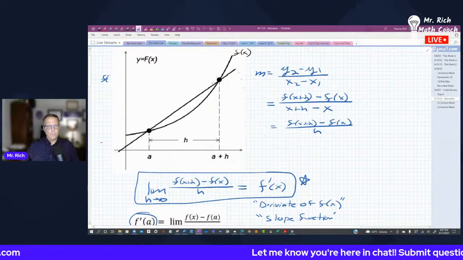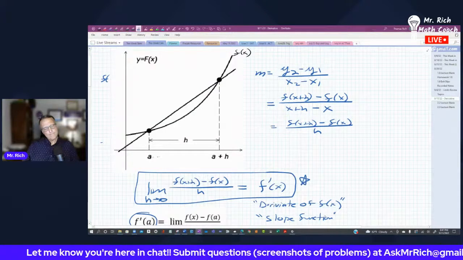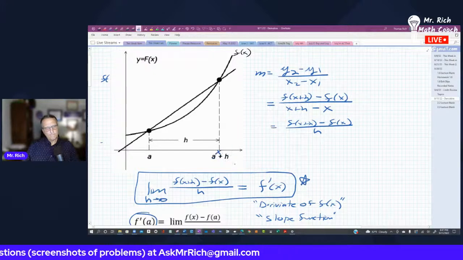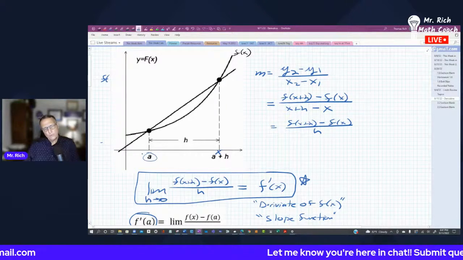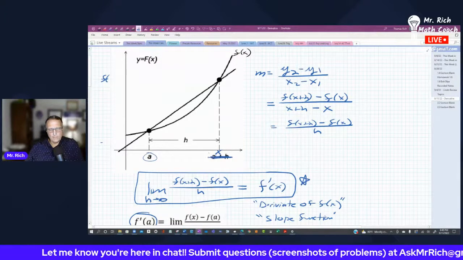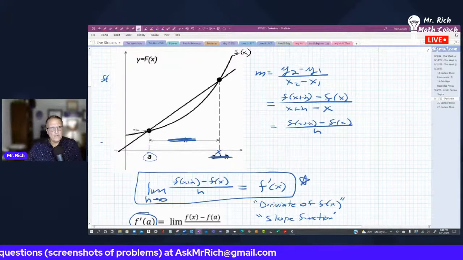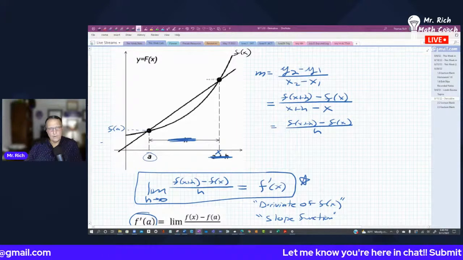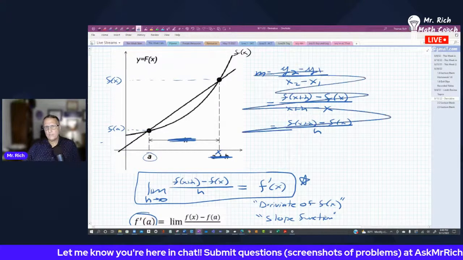If we rename some of this here, I will call this x over here. And this is a. This is the point at which I would like to know the slope of a tangent line. So I'm going to call that no longer a plus h. I'm not using this distance anymore like this. This y value now is f of a. This y value, since this is now called x, is f of x. Okay, and I'm going to erase this right here.